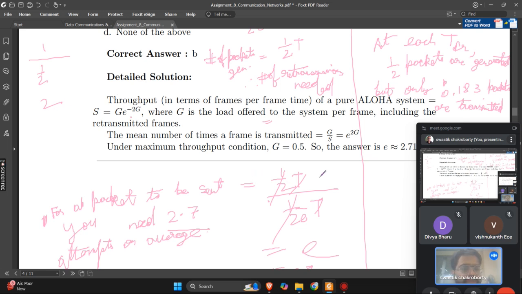So here also we will apply the same logic. So half packets generated, 0.183 packets transmitted. So half by 0.183, this will come to be 2.718. That is easy. So this is another way of looking at the problem.